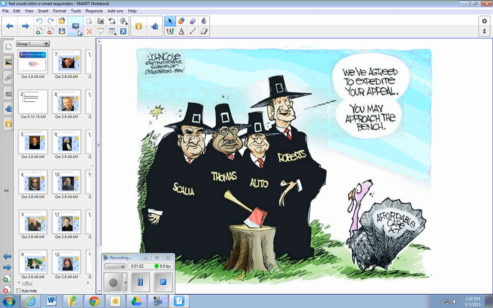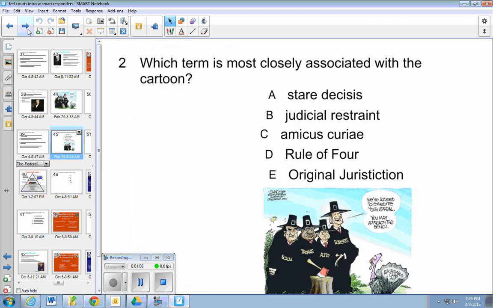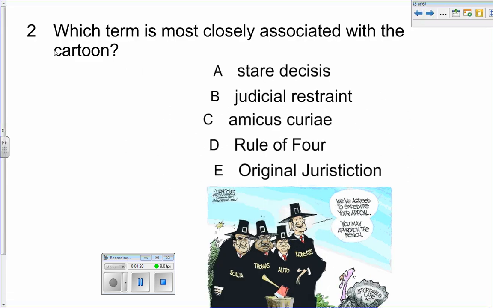We got a question for you on the next page here. Would you like me to ask the question? Please. Okay, so which term is most closely associated with this cartoon? So take a look for a moment, and when you're ready, I will give you the answer. Okay, yes, it's the rule of 4.